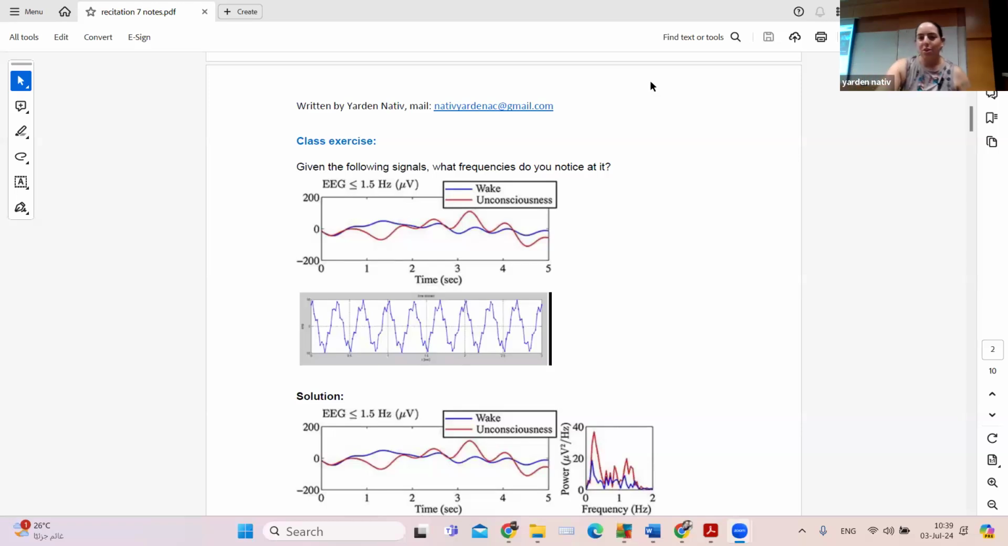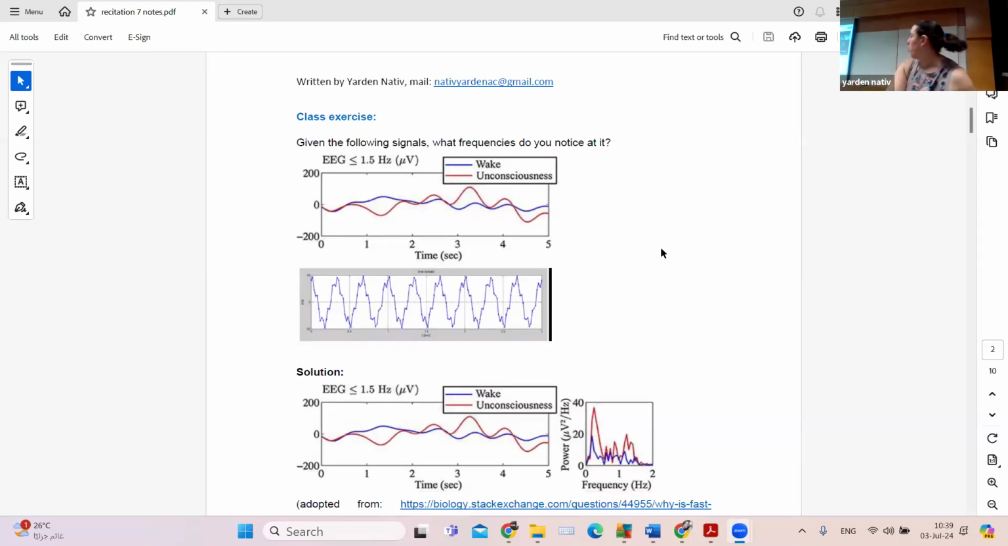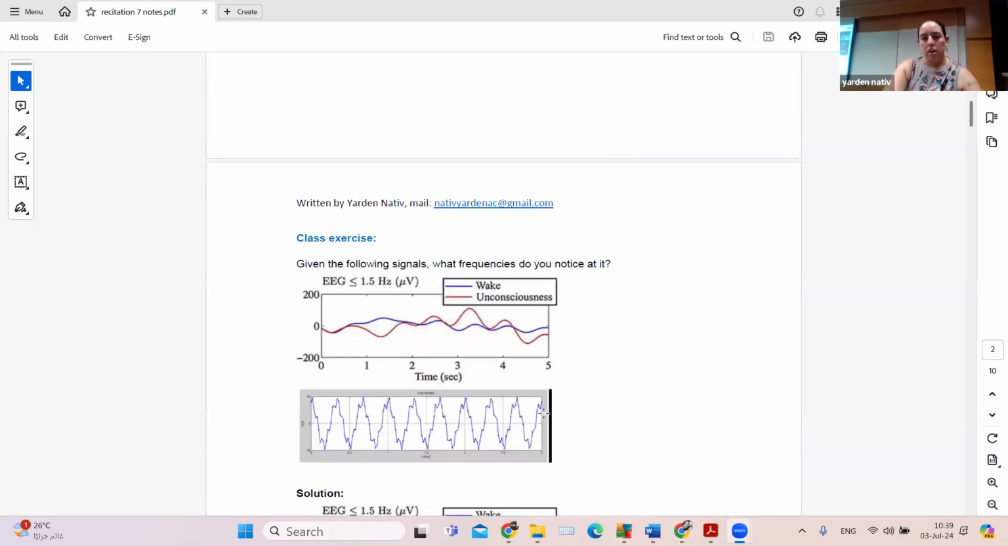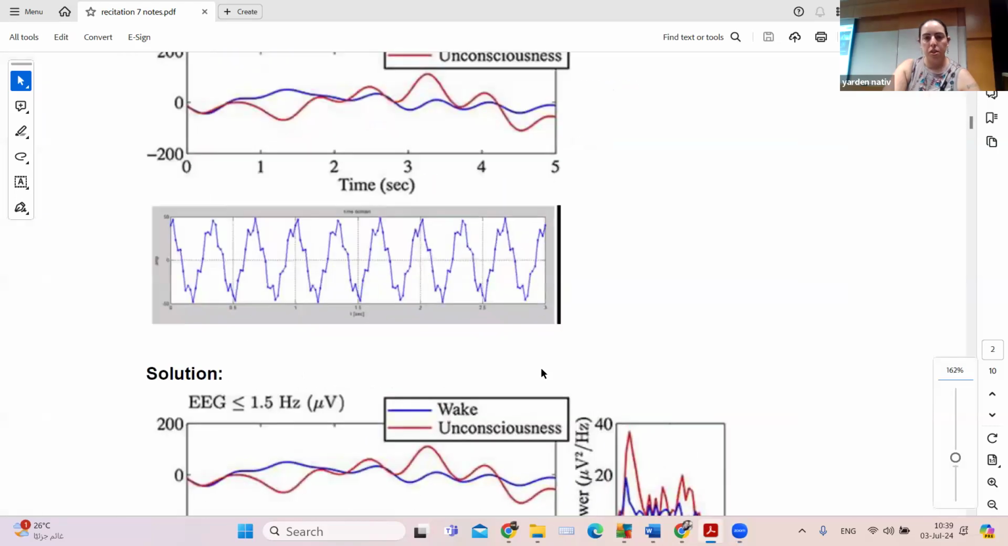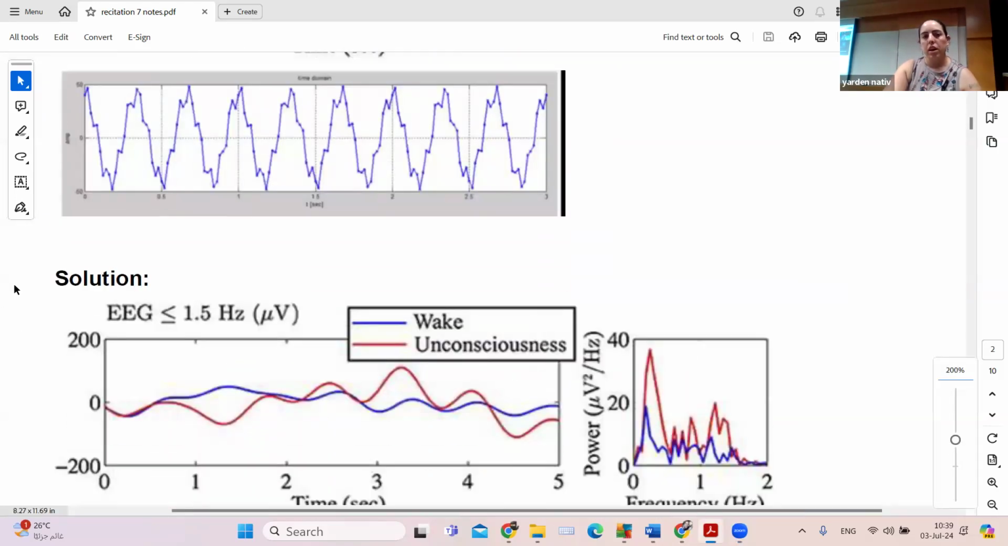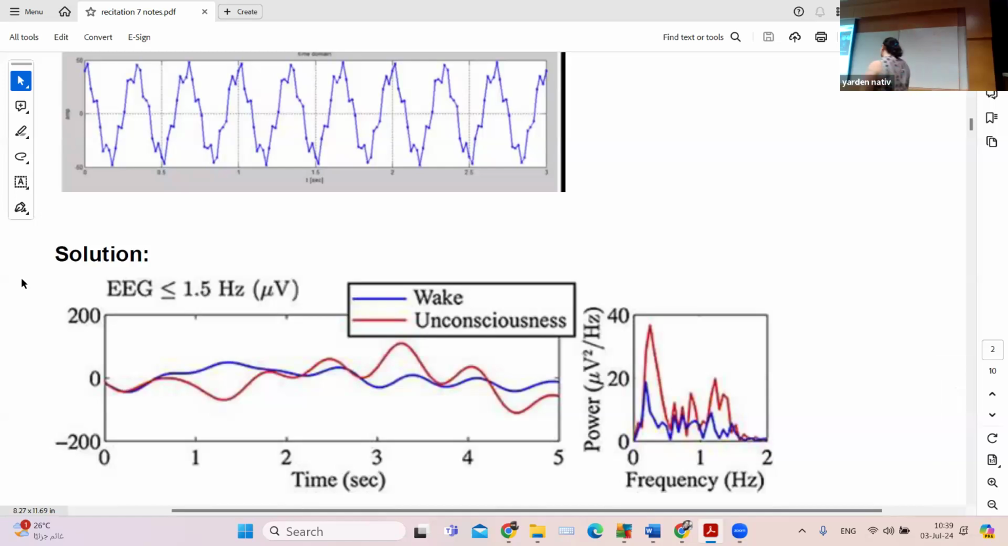Okay, so let's see again. So we have, this is a real signal. This is an EEG signal that we see over here. And we want to start by looking at what phases, what frequencies do we see in this signal.